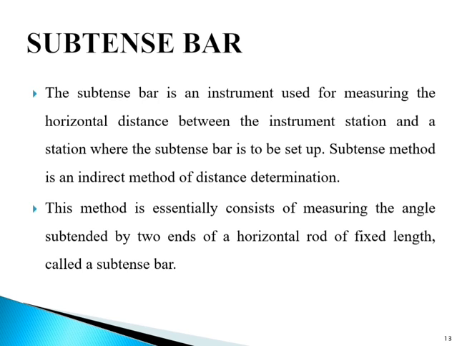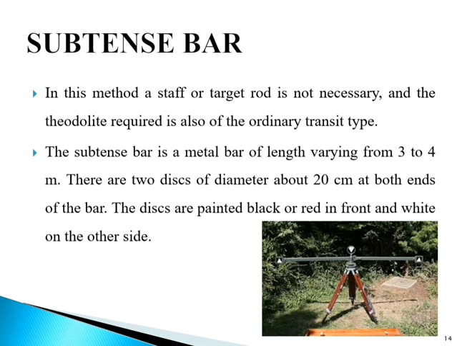This method essentially consists of measuring the angle subtended by two ends of a horizontal rod of fixed length called a subtense bar. So here you can see its image. In this method, a staff or target rod is not necessary, and the theodolite required is also of the ordinary transit type. The subtense bar is a metal bar of length varying from 3 to 4 meters. There are two discs of diameter about 20 centimeters at both ends of the bar. The discs are painted black or red in front and white on the other side.